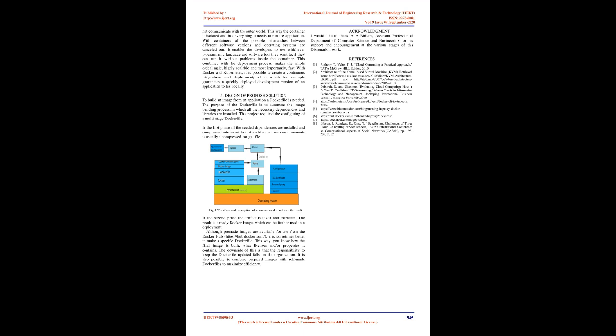Although pre-made images are available for use from the Docker Hub, hub.docker.com, it is sometimes better to make a specific Dockerfile. This way, you know how the final image is built, and what licenses and/or properties it contains. The downside of this is that the responsibility to keep the Dockerfile updated falls on the organization. It is also possible to combine prepared images with self-made Dockerfiles to maximize efficiency.